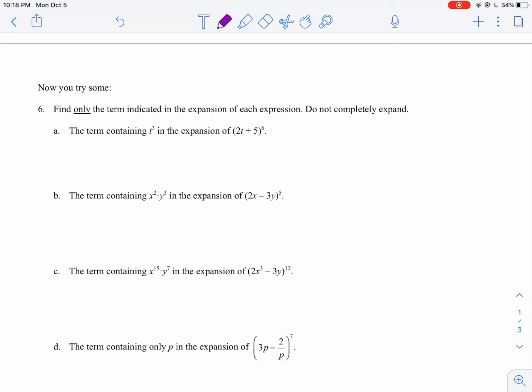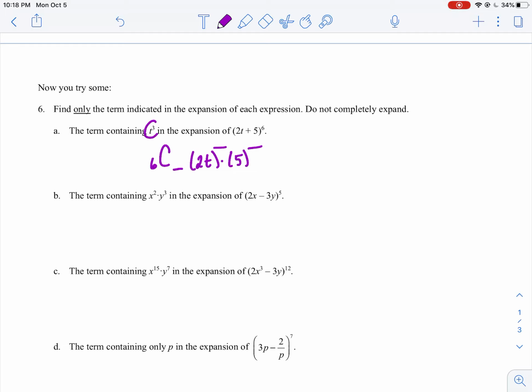So it says, can you find the term containing t cubed? So again, it's raised to the 6th. And so again, if you wanted to pause the video right now and try this, and then unpause it, see if you get it right. So we know that it's going to be 6 choose something. We know that 2t is getting raised to some power, and that 5 is getting raised to some power. And so we basically just need to fill in all those little blanks I just put there.